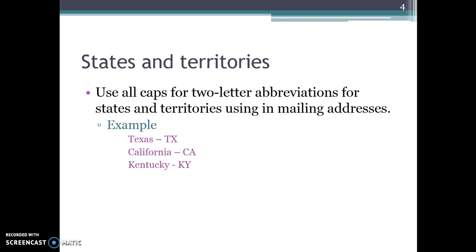Your state and territories are capitalized using two-letter abbreviations. So for the state of Texas, you're going to have TX, California, CA, Kentucky, KY, and you always want to use two-letter abbreviations when it comes to your state.